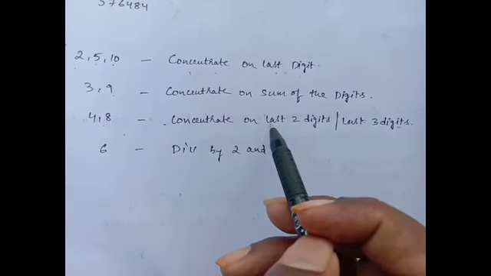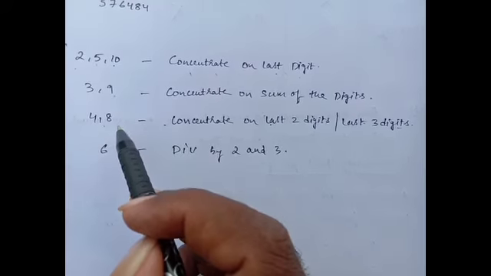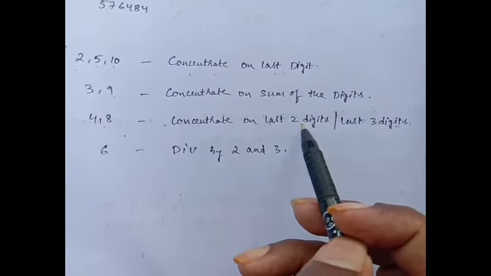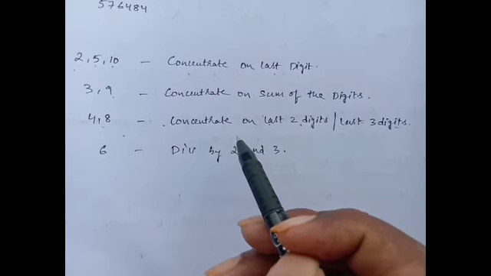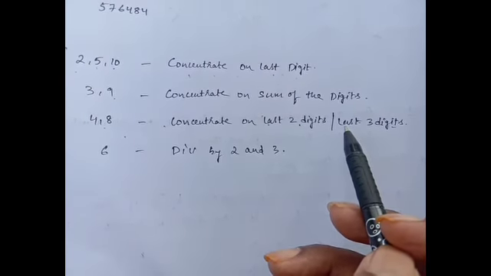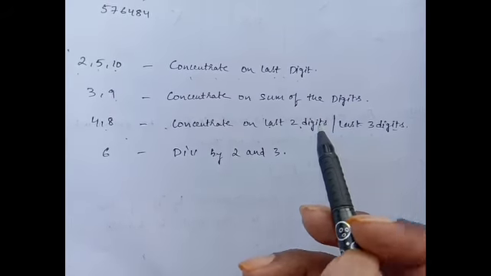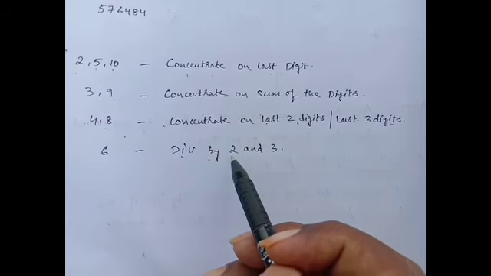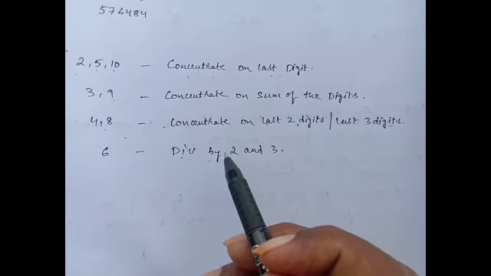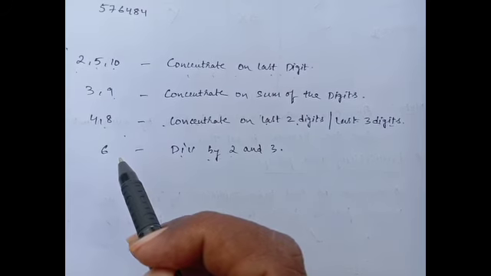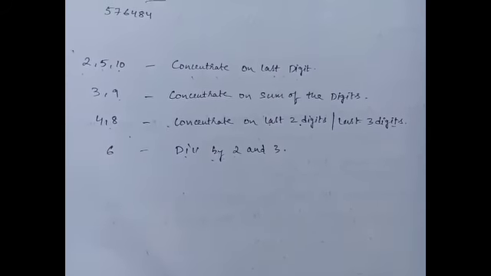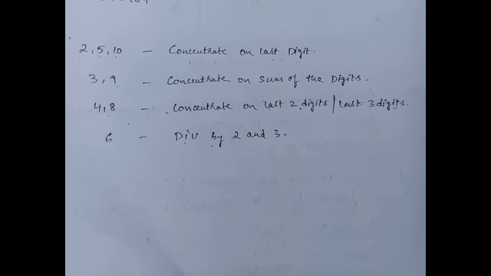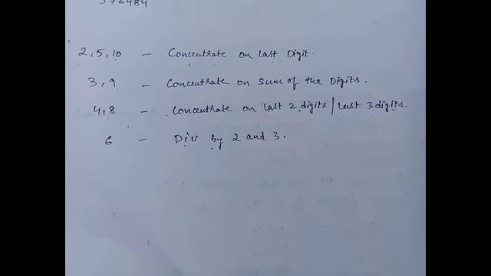If the last two digits of the number are divisible by 4, then we can say the entire number is divisible by 4, and if the last three digits of the number are divisible by 8, then we can say the entire number is divisible by 8. And for the divisibility test of 6, we have to check the divisibility tests of 2 and 3. If that number is divisible by both 2 and 3, then we can say that the number is divisible by 6. So this is all about the divisibility tests of numbers 2, 3, 4, 5, 6, 8 and 10.